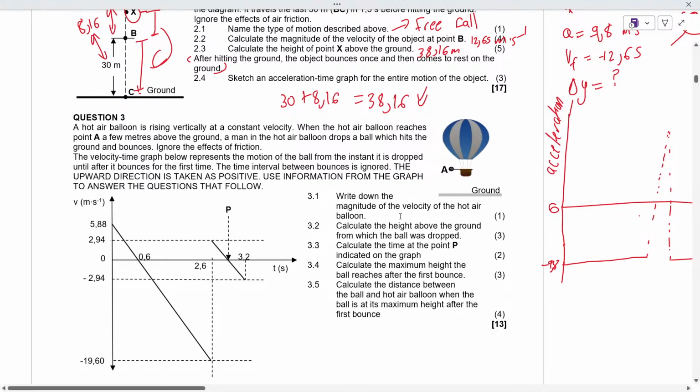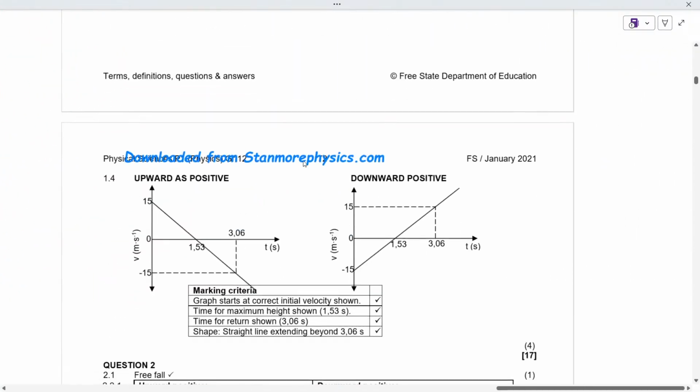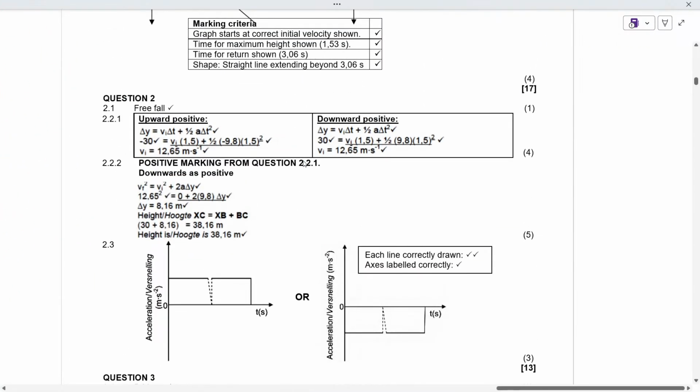I don't. Okay, let's check the memo if it's here. Yes, it's here. So there is the memo, and we got the answers. This graph, they put it at 0. But I don't think they will mark you wrong, because other textbooks put it at the opposite, -9, but here they put it at 0.